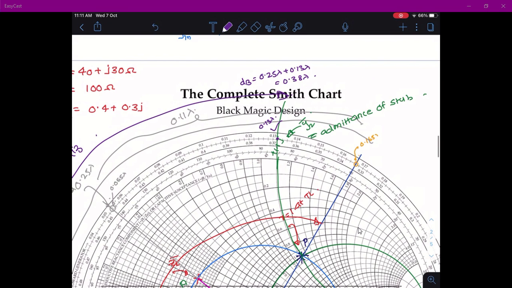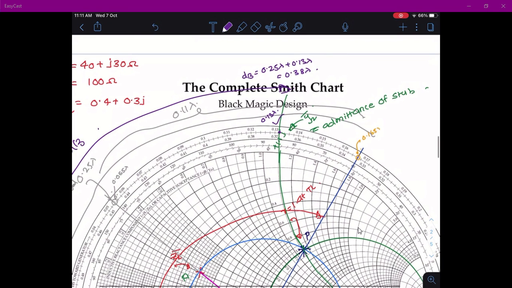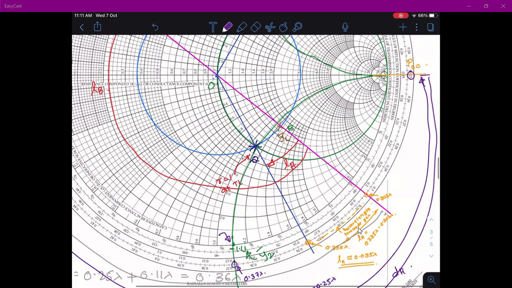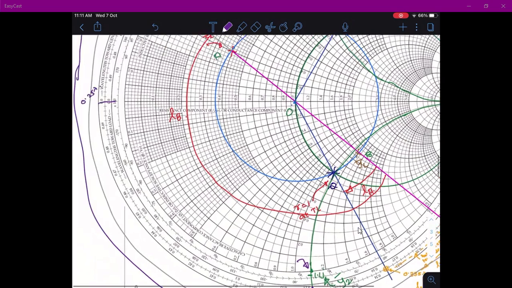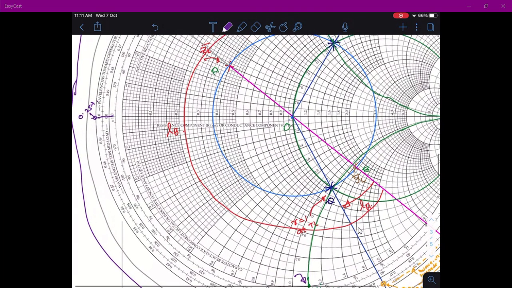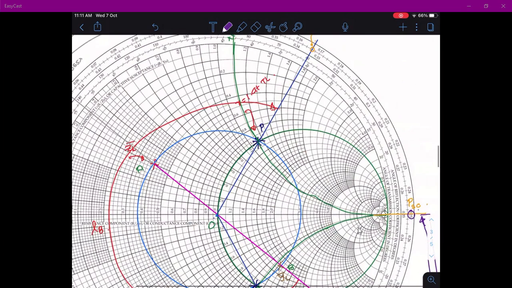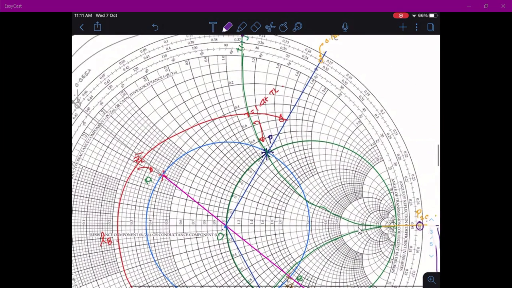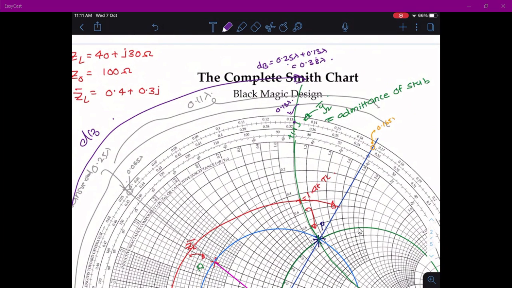So what I did was, this is 0.25 lambda. When you traverse lambda by 4, when you reach here you have traversed 0.25 lambda, because 180 degrees is 0.25 lambda, and then again you traverse 0.13 lambda. So in total you traversed from the short circuit point PSC 0.25 plus 0.13, that is 0.38.